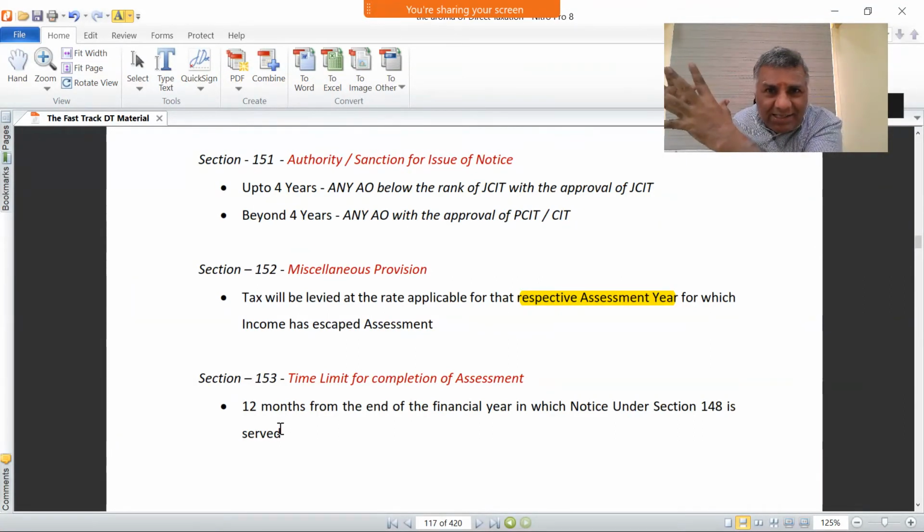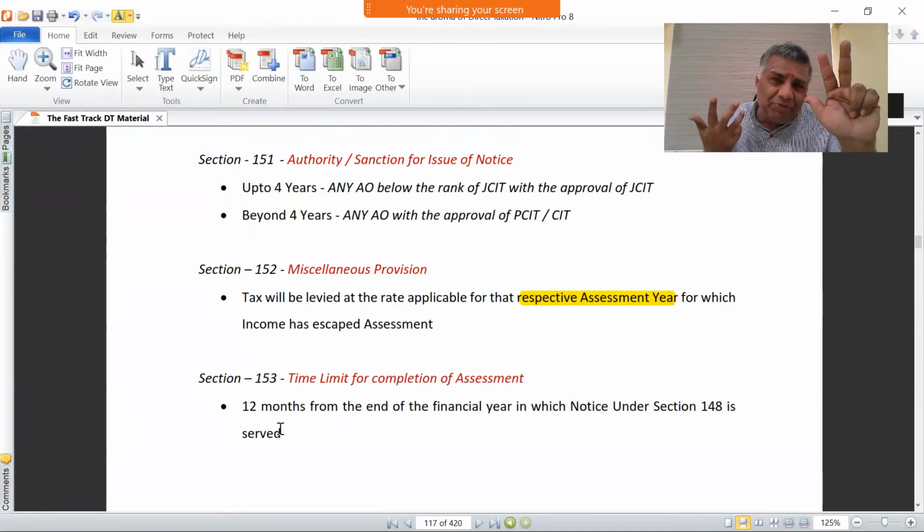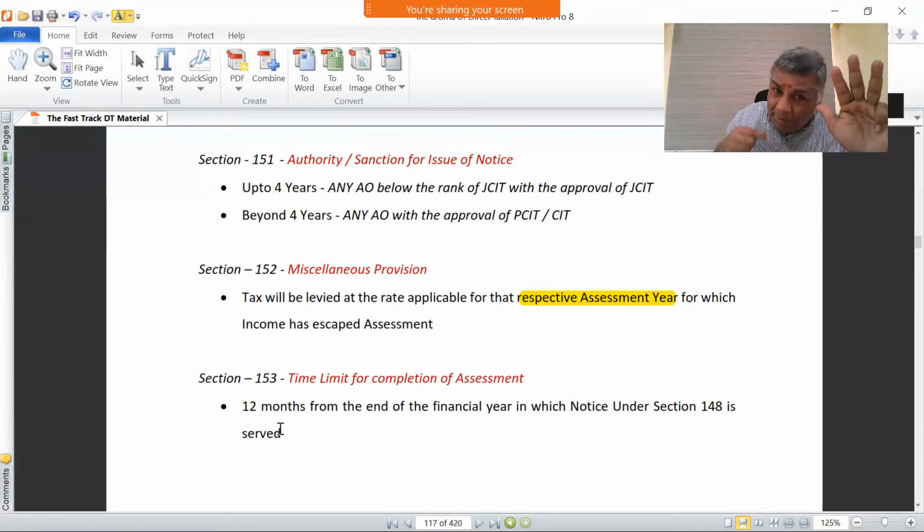Though the law starts like that, issue notice under 148. Notice will be issued asking you to file your return of income, a show cause notice saying that your income has escaped assessment. 149, what is the time limit? 150, when there is no time limit for notice. 151, before issuing notice, from whom should I get the permission? 152 rates of taxes, 153 time limit for completion of assessment under 147. So 147 is the last section to study.